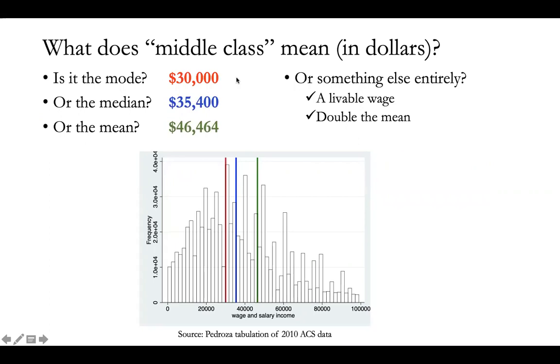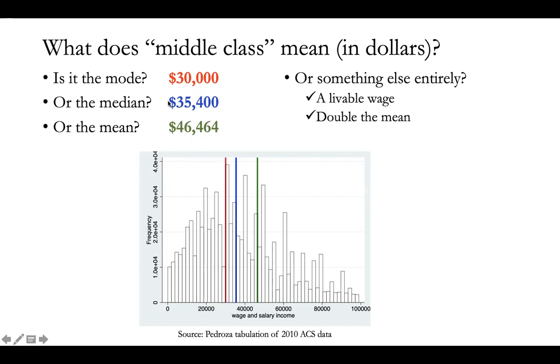Let's get specific here. Let's say you wanted to know, what does middle class income look like? You could calculate the mode using the exact same method I showed you earlier. Turns out the mode is $30,000. So I've just zoomed in on the same graph we saw a moment ago, and now I've identified the mode in this red solid line.